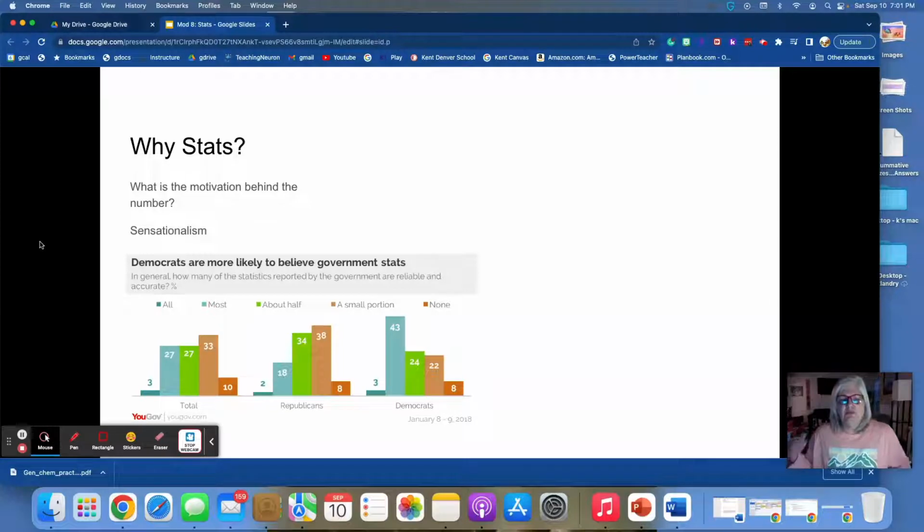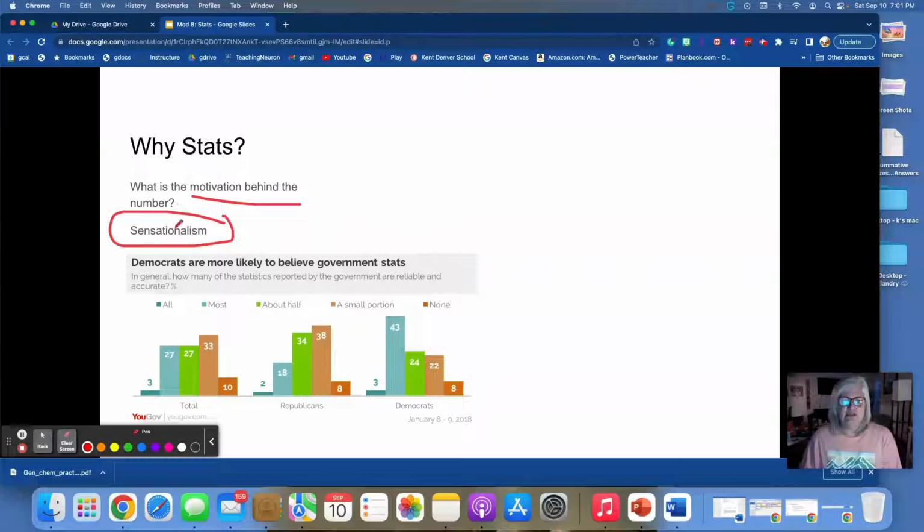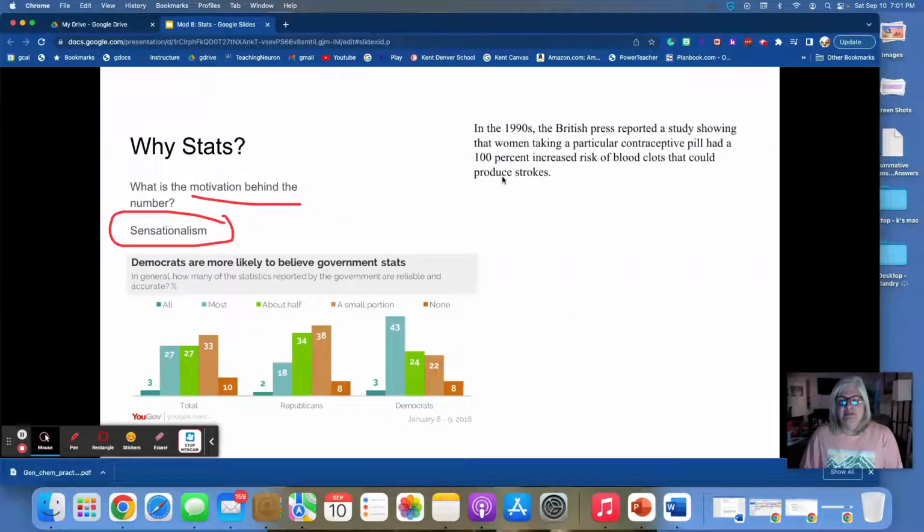So let's start with why stats are important. Okay, so what's the motivation behind the numbers that you see in the news and in articles? A lot of times it's sensationalism, right? Like they're trying to sell you on an idea or something. Here's an example. Don't look at that graph. I meant to have that on later, but let's take a look at this one.